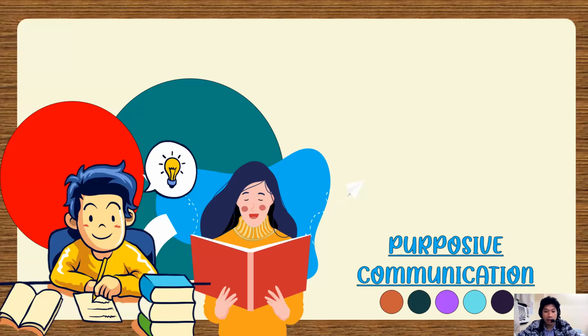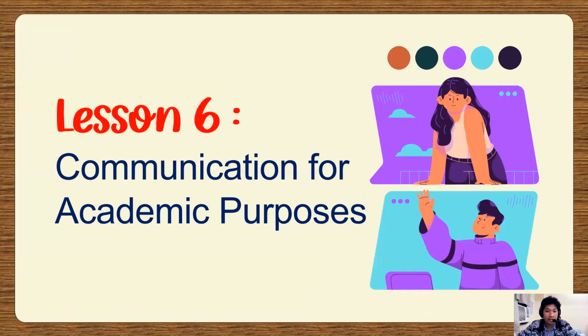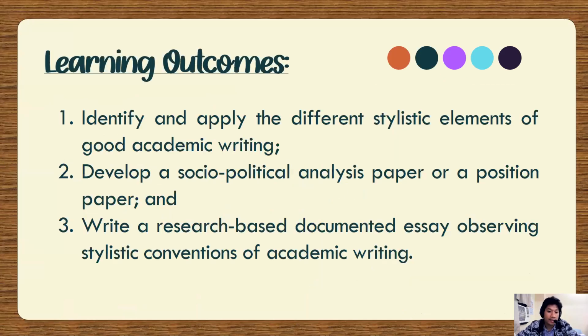For today, we will be discussing Lesson 6 titled Communication for Academic Purposes. At the end of this lesson, you are expected to achieve the following. First, identify and apply the different stylistic elements of good academic writing. Second, develop a social political analysis paper or a position paper. And third, write a research-based documented essay observing stylistic conventions of academic writing.